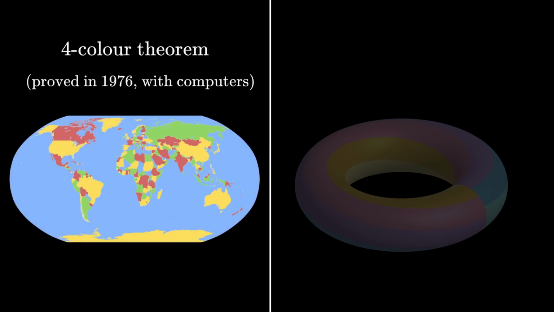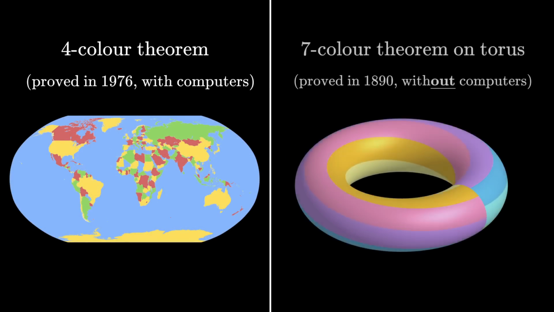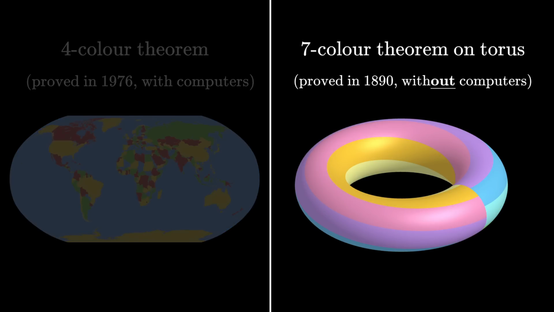Unlike the four-color theorem, which famously requires computers to prove in 1976, this 7-color theorem on a torus does not, and was proved way earlier in 1890, which is surprising because a torus seems more complicated than a plane. In this video, let's see how this 7-color theorem can be proved.